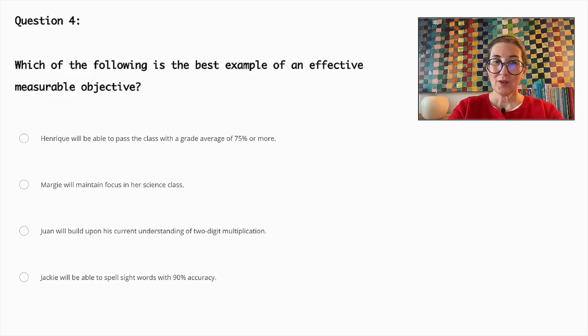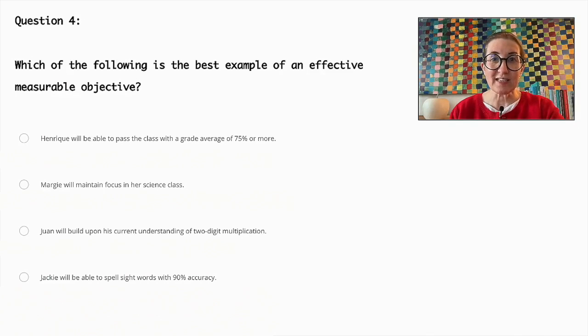Question number 4. Which of the following is the best example of an effective measurable objective? Henrique will be able to pass the class with a grade average of 75% or more. Margie will maintain focus in her science class. Juan will build upon his current understanding of two-digit multiplication, or Jackie will be able to spell sight words with 90% accuracy.